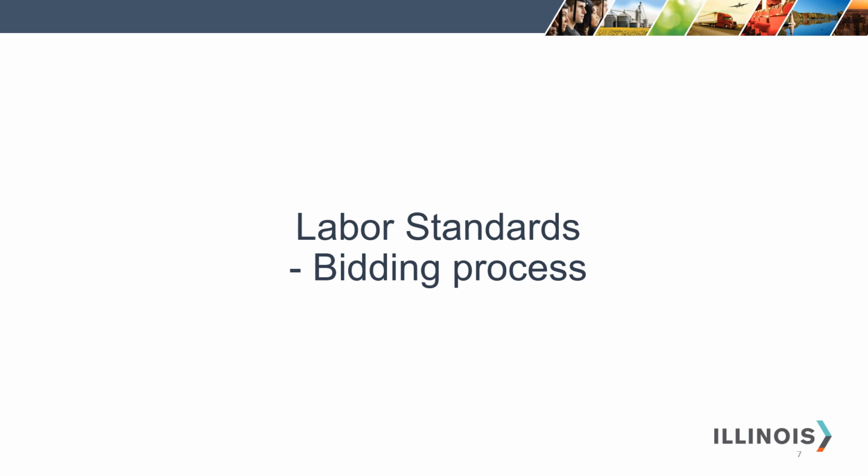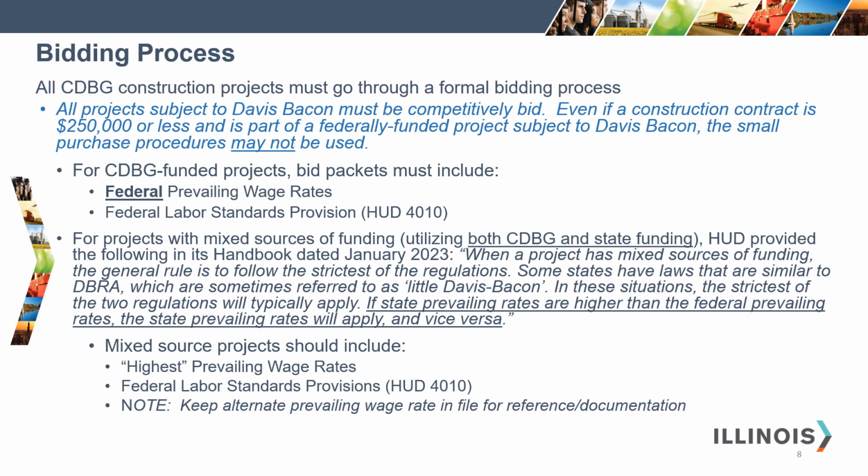Labor standards in the bidding process. All CDBG construction projects must go through a formal bidding process. All projects subject to Davis-Bacon must be competitively bid. Even if a construction contract is $250,000 or less and is part of a federally funded project subject to Davis-Bacon, the small purchase procedures may not be used. For CDBG funded projects, bid packets must include the federal prevailing wage rates and the federal labor standards provisions, HUD 4010.